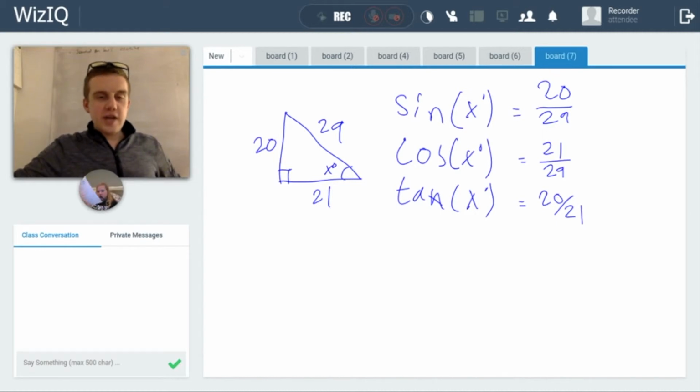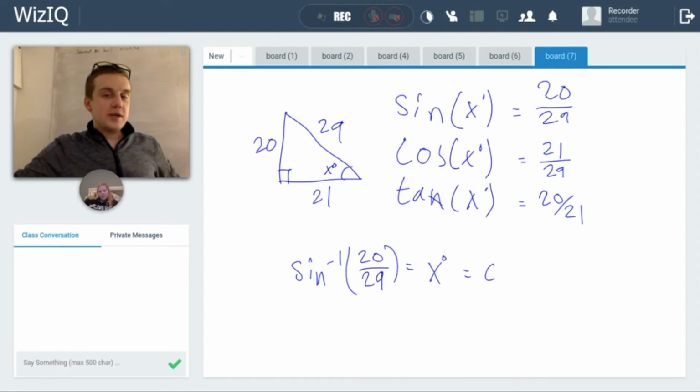And then the inverse. I know that you've talked about the inverse a little bit. Instead of the angle measure going as the input in the sine function, the ratio goes in as the input. So inverse sine, or arc sine, of 20 over 29 equals x degrees, which equals inverse cosine of, you could fill in the blanks. You could see the pattern. This also equals x degrees.